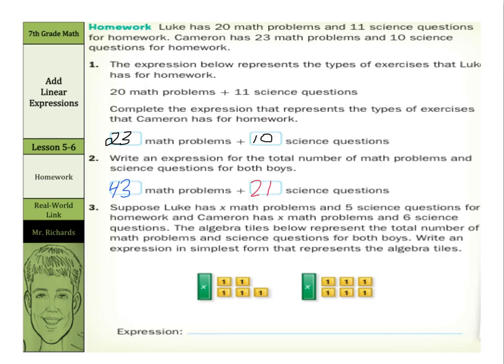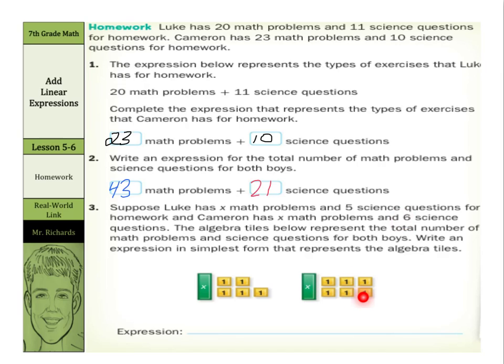Suppose Luke has x math problems and 5 science questions for homework, and Cameron has x math problems and 6 science questions. The algebra tiles below represent the total number of math problems and science questions for both boys. Write an expression in simplest form that represents the algebra tiles. Well, let's just make sure we understand what the tiles mean first here. We have x math problems for Luke, and that's there. 5 science questions, 1, 2, 3, 4, 5. Cameron has x math problems, well there's the x again, and 6 science, so 1, 2, 3, 4, 5, 6.